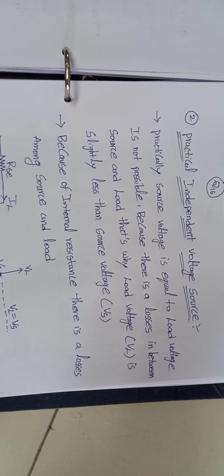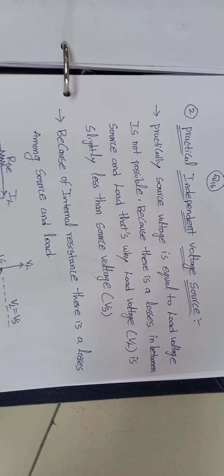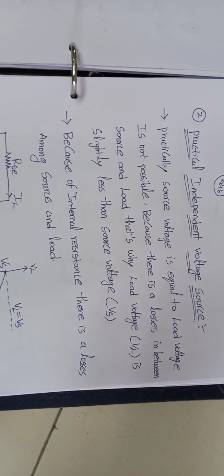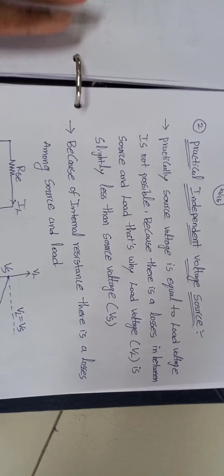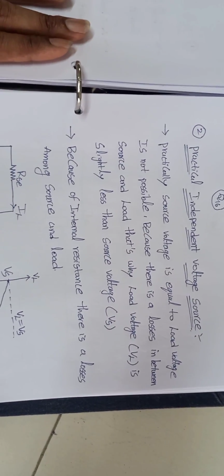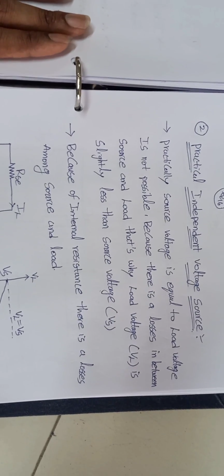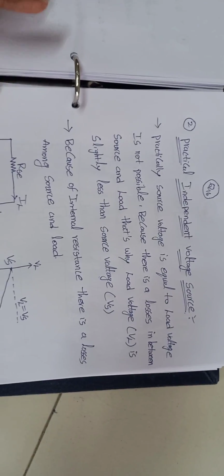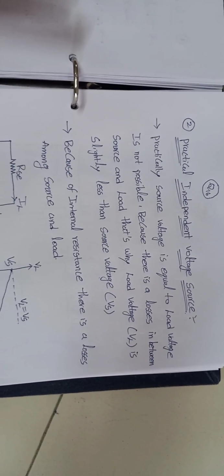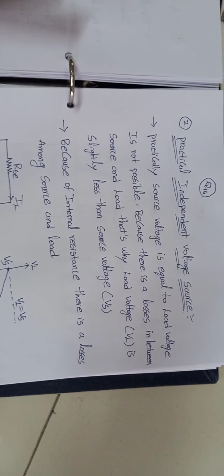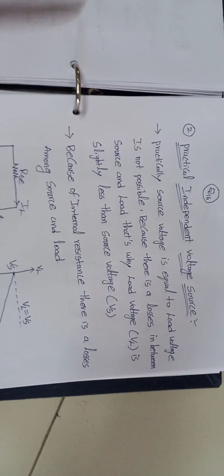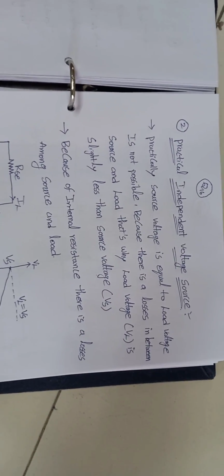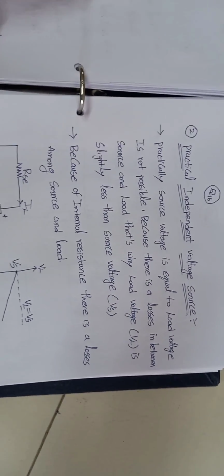In the sense, an ideal independent source is a theoretical explanation or theoretical calculation, but practically there are losses between the source and load. It means whatever source voltage we are providing, we cannot get the same voltage at the load end. That is the major difference between an ideal independent voltage source and a practical independent source.